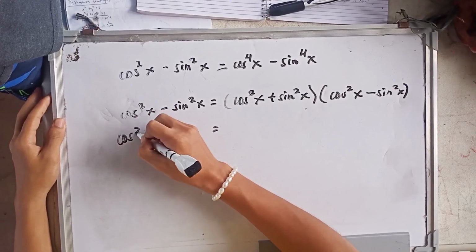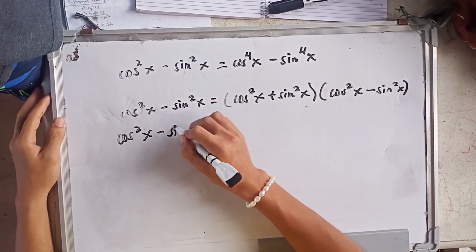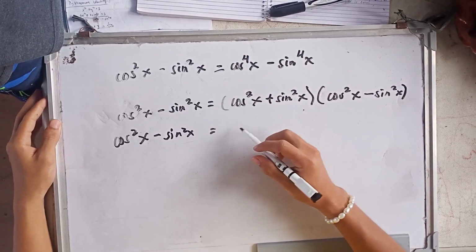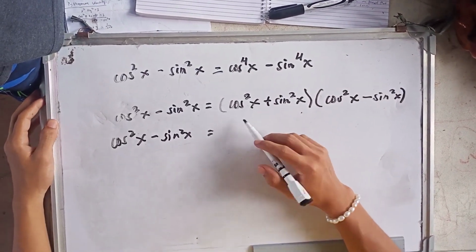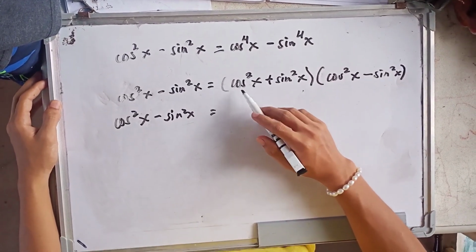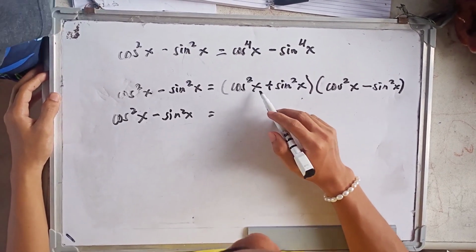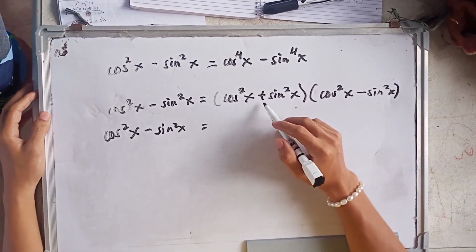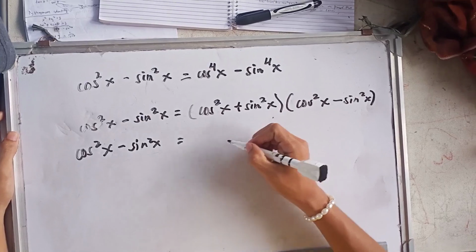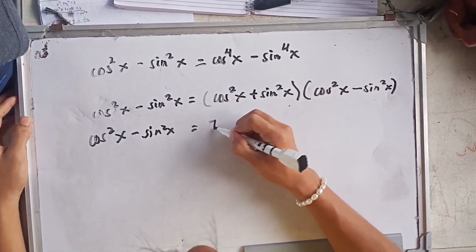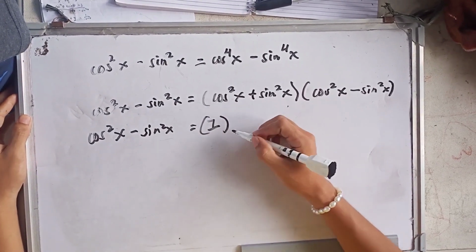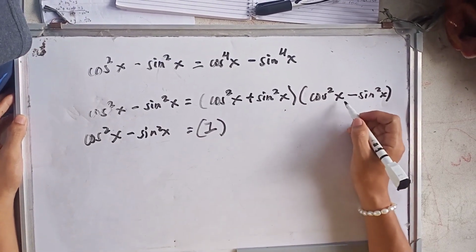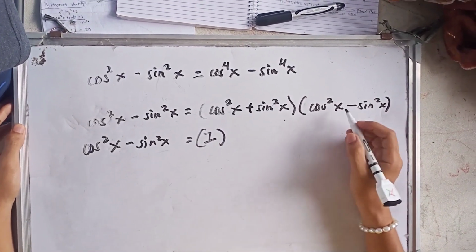Copy the cosine squared theta, sine squared theta. And as you can see in the Pythagorean identity, if the expression is cosine squared theta plus sine squared theta and the operation is addition, it is equal to 1. So that's why we have 1. And copy the subtraction sign.